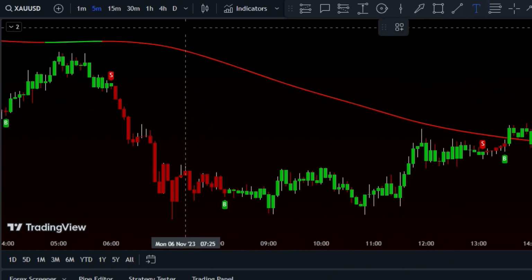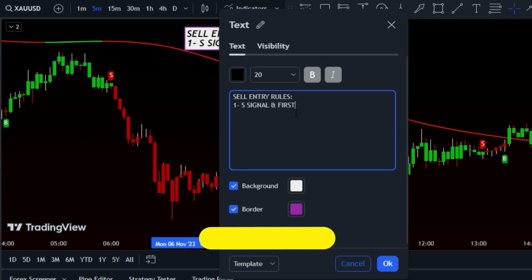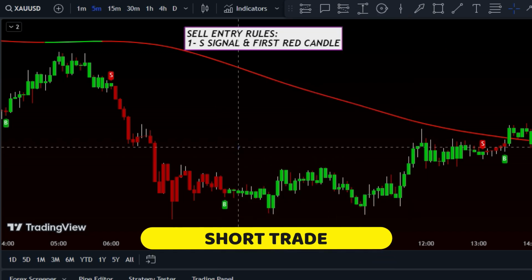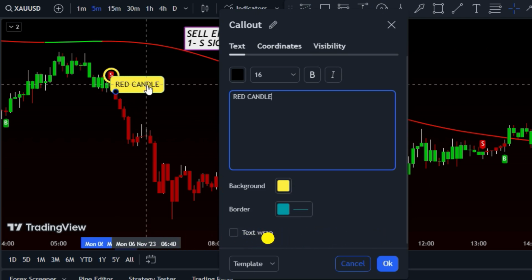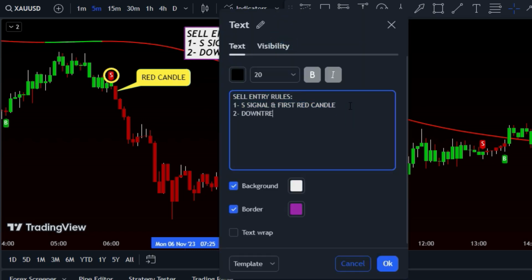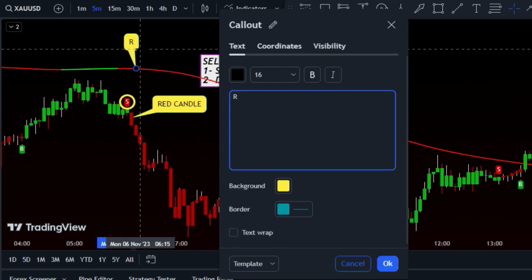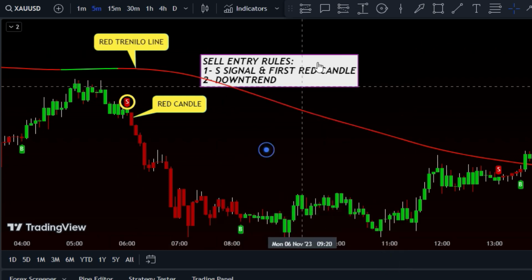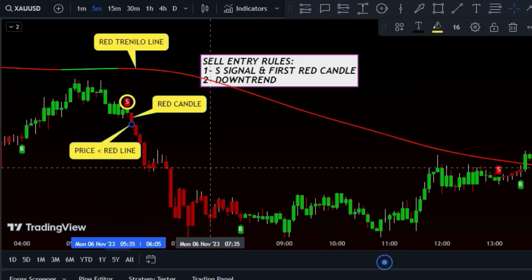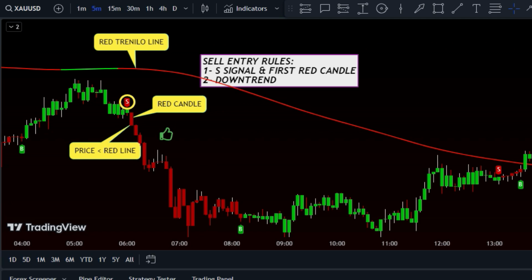And if you're looking to enter a short position, here's what you need to do. First, keep an eye out for a sell signal, followed by a red candle. This is your first clue. Next, ensure you're in line with a downward trend, which means the price should be below the red Trendy Low line. Alright, you got yourself a confirmed sell signal. Don't hesitate, open your short position now.